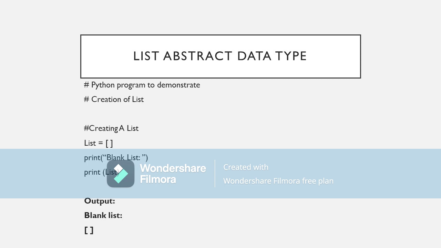List abstract data type. Python program to demonstrate creation of a list. Creating a list. So we create a list here. list equals open bracket, close bracket. We print the blank list, and print list. So the output now is a blank list, an open bracket and close bracket.